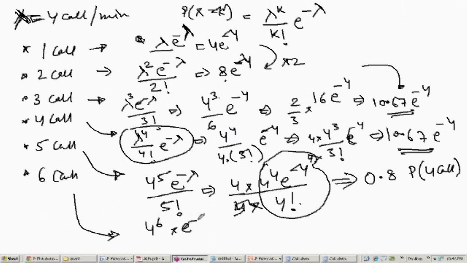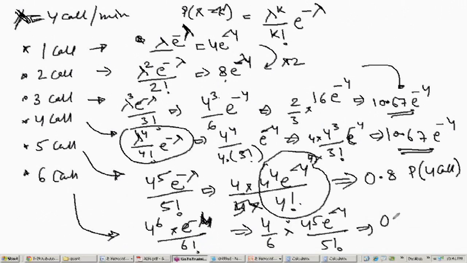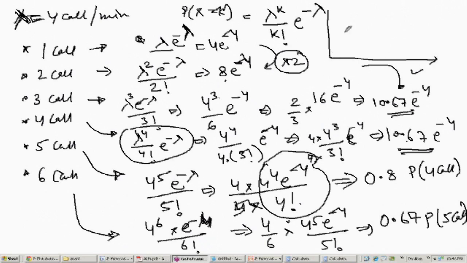If you see this 6, it will be 4 to the power 6 into e to the power minus lambda by 6 factorial, so e to the power minus 4. Now you can see this as 4 by 6 into 4 to the power 5 e to the power minus 4 by 5 factorial. So you can say 0.67 into the probability of 5 calls. So what is happening is, initially the probability was lesser, right? It was increasing. Two times it increased. Again it remained constant. It started decreasing.